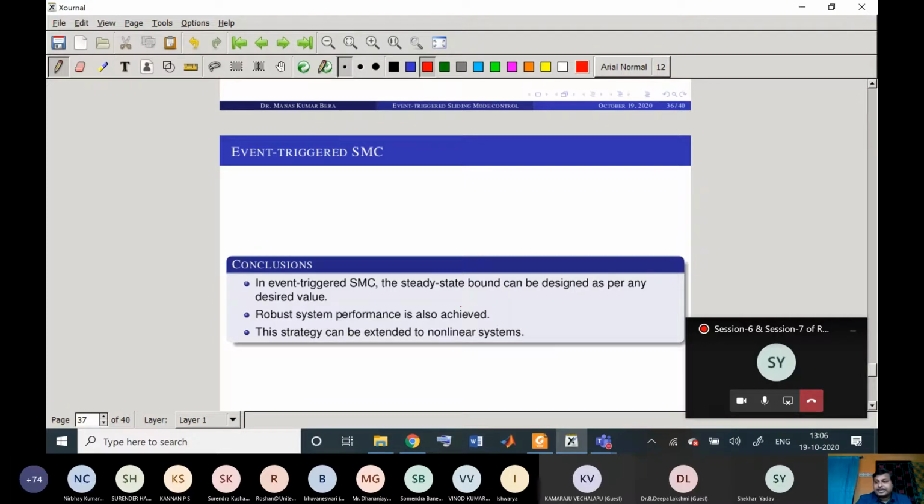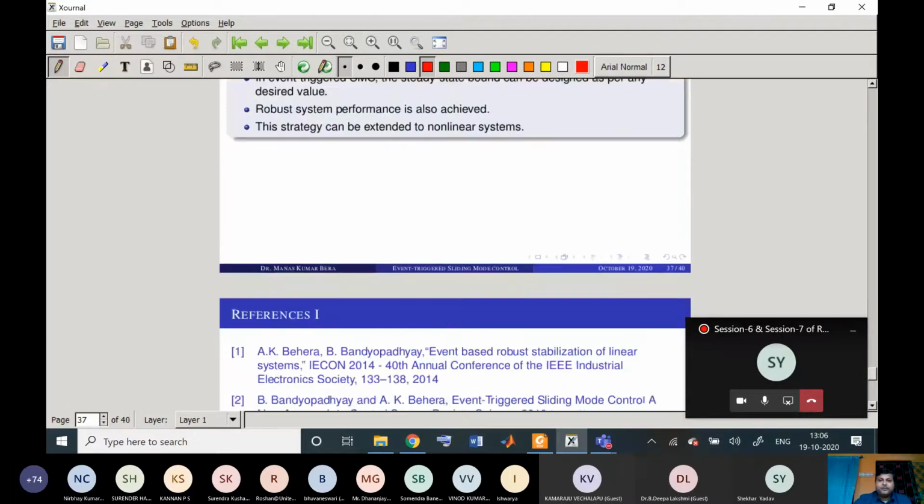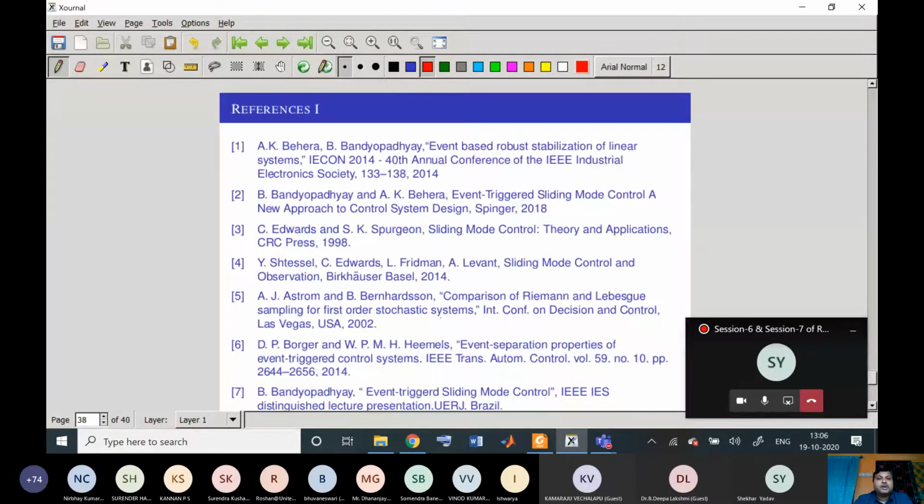Those who are interested can start with this book, written by Professor Bandyopadhyay and Bera, Event Triggered Sliding Mode Control: A New Approach to Control System Design, Springer, published in 2018. If you want to have a look at event triggered sliding mode control, you can start with this book.